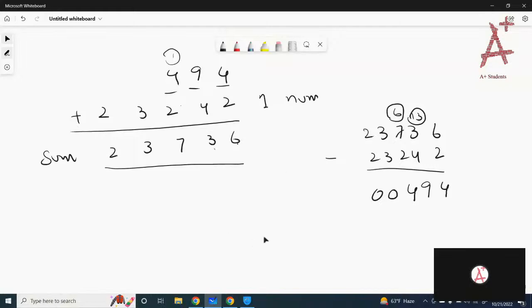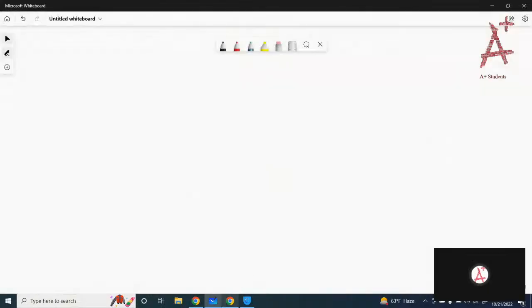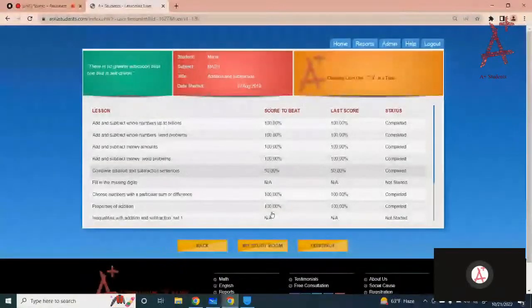Got it? Okay, let's just start with the practice questions. Let's just start with a test. On the top right corner of the topic, we have a test button. Let's start with the test.